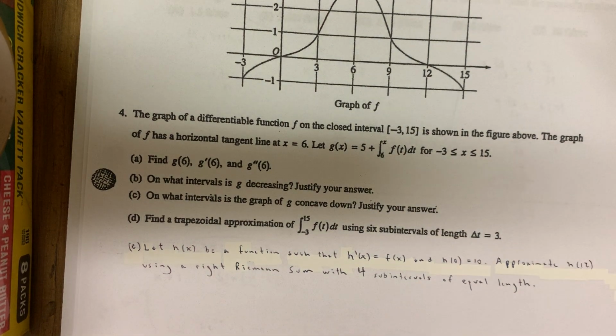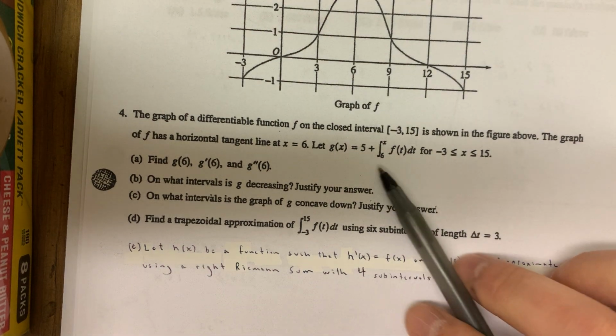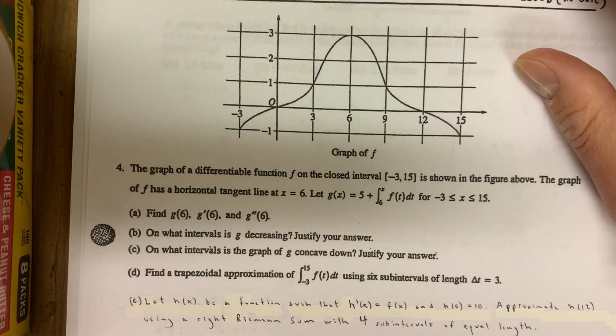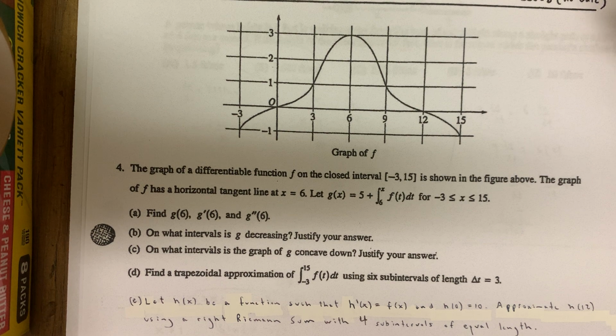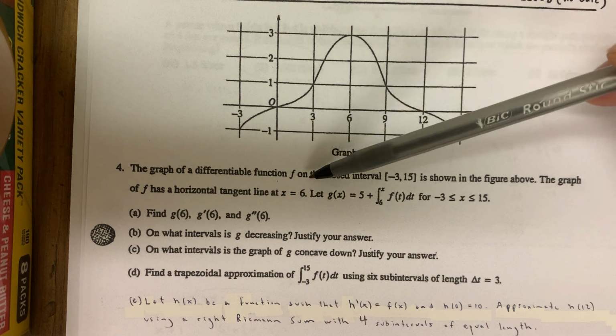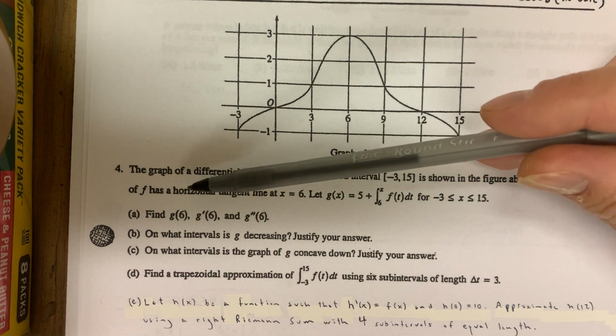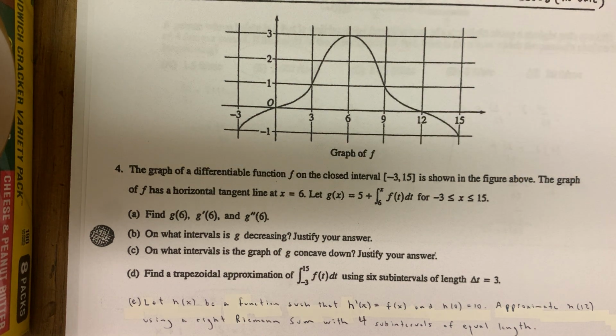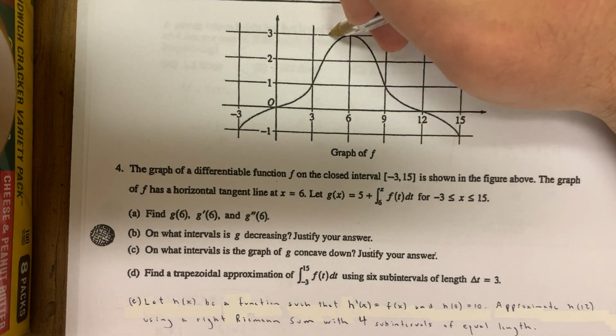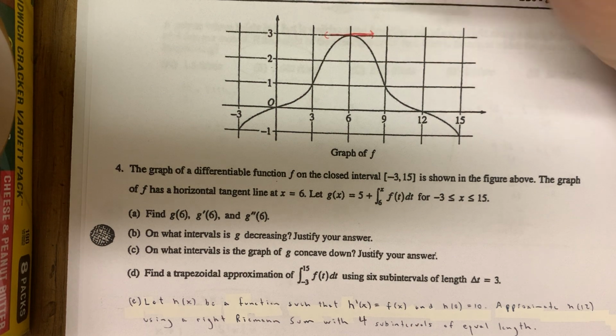So I really think there's a good chance you'll see an accumulation function problem. They're kind of pushing that, okay, for this AP exam. So good chance you can see something like this. The graph of differentiable function f on the closed interval -3 to 15 is shown in the figure above. The graph of f has a horizontal tangent line at x equals 6, which they don't really need to tell you, but probably it's going to be involved somewhere in a piece of this problem.